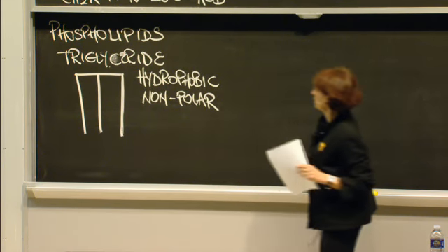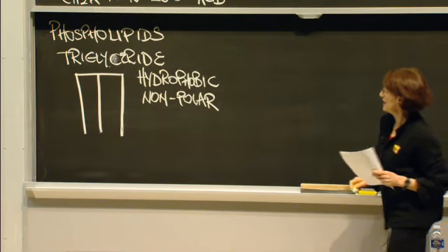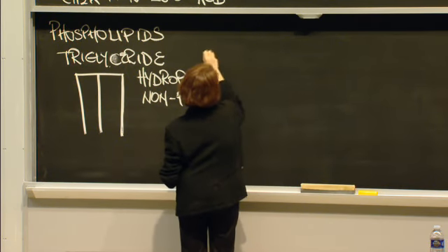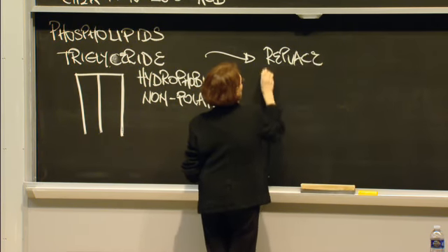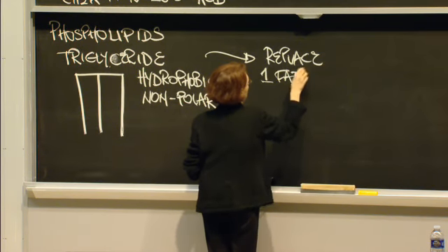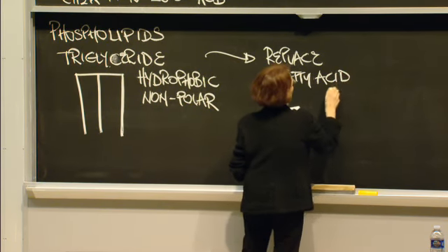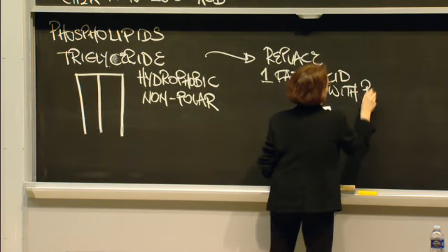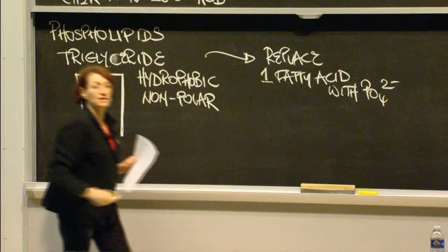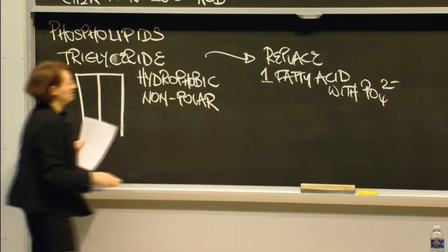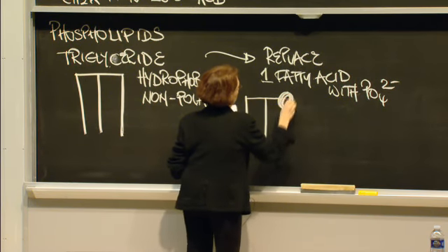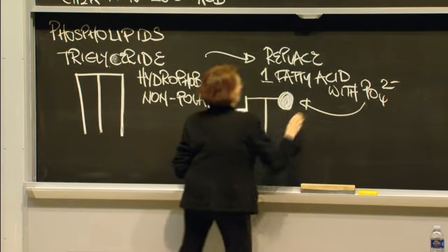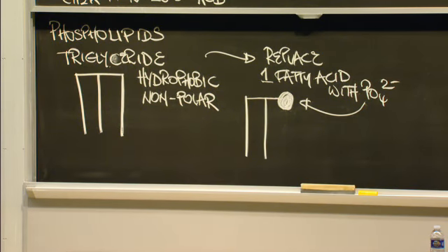But you can also take one of those side chains, one of those fatty acid chains, and replace it with a phosphate group. So you can replace one fatty acid with a phosphate, which is highly charged, and then you get something like this, where the blob is the phosphate group. Phospholipids are the things which make cell membranes.